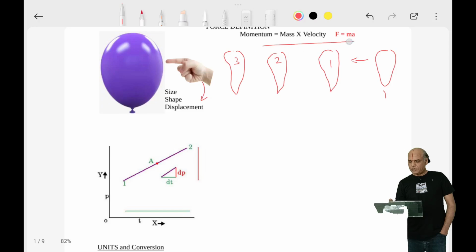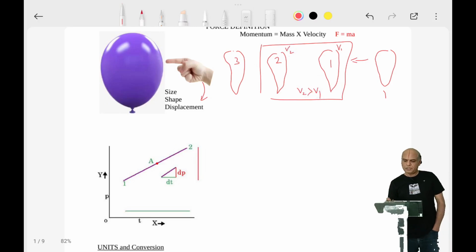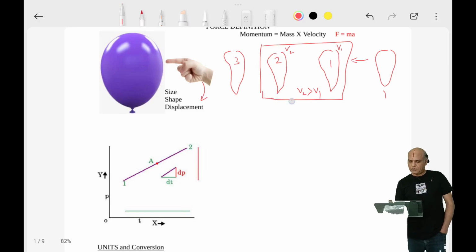So we are only considering these two positions, where there is velocity v1 and velocity v2. So here the velocity v2 is greater than v1. So this is the state or the condition or the process that we are considering.